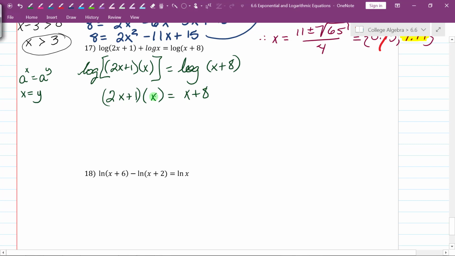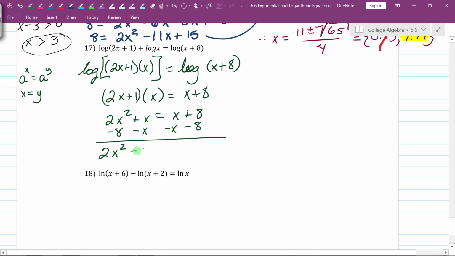I'll distribute my x to each term in here and get 2x squared plus x is equal to x plus 8. Now I'm going to bring all of my terms over here to the left, so I'll subtract x from both sides and I will subtract 8 from both sides. And I will get 2x squared, those will go to 0, minus 8 equals 0. Now I can factor out a 2 because a 2 is common to both terms. So this is going to be 2 times x squared minus 4 equals 0.